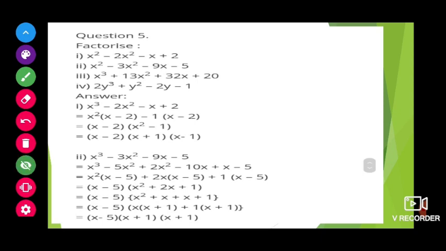Question number 5. Factorize x cube minus 2x square minus x plus 2. This is also factorization only. How can we do the factorization? First, children, we know how to factorize quadratic equations. Here we can see that it is a cubic equation, which means the maximum degree is 3.